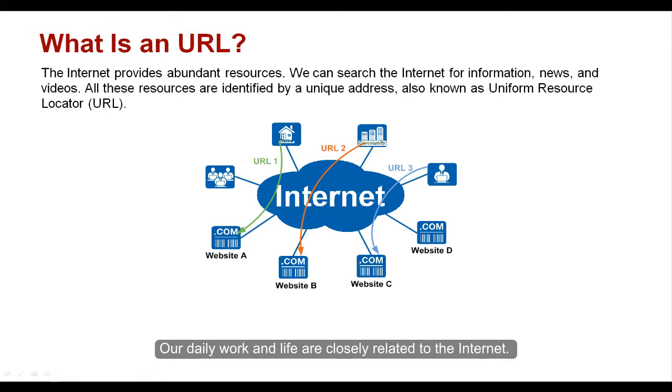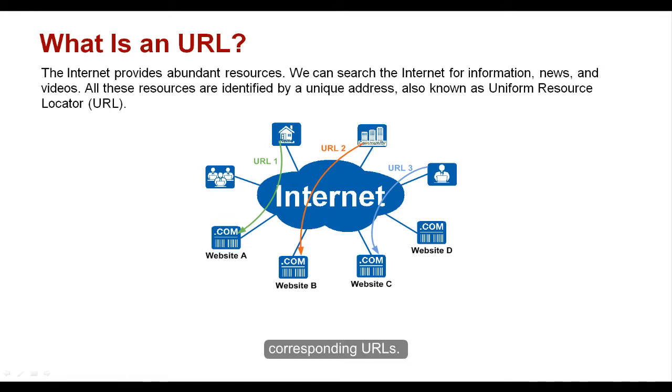Our daily work and life are closely related to the internet. We can search the internet for information, news, and videos. Each web page has a unique address, also known as Uniform Resource Locator. When we search the internet, we access various websites through corresponding URLs.